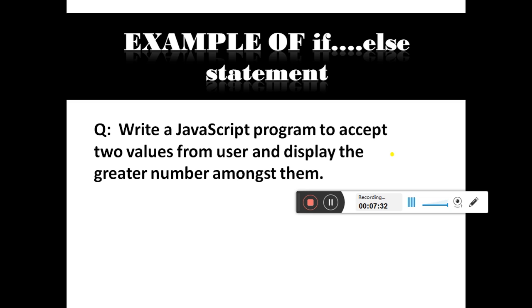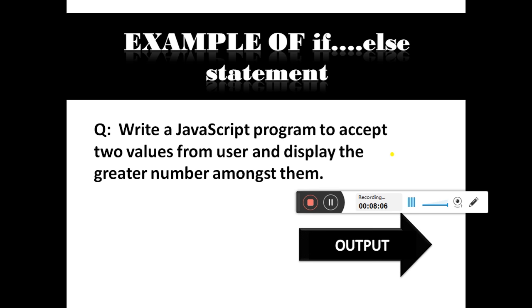We are going to accept two values by using prompt box in JavaScript from the user, okay, and display the greater number amongst them. We are going to find out which number is greater than the other one. So there are two numbers we are asking from the prompt box, and then we are comparing the two values by using if condition, to see which number is greater than the other one. Got it? Now see the example of this, see the coding of this.